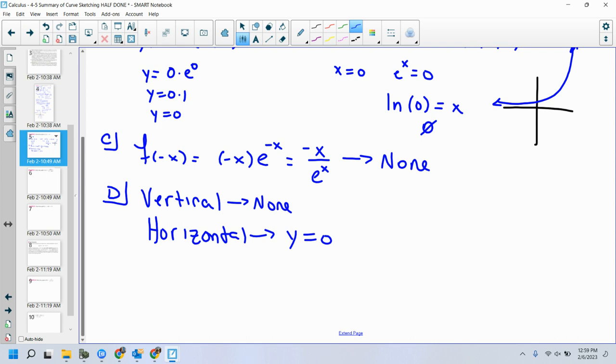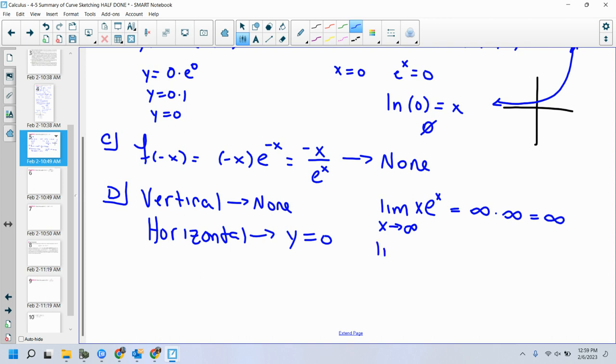Well, you have to take the limit as x goes to infinity of your equation and see what happens. Okay. Well, this is going to be infinity times e to the infinity. Infinity times infinity. So is there a horizontal asymptote on the right side? No, because it's going to keep going up forever.